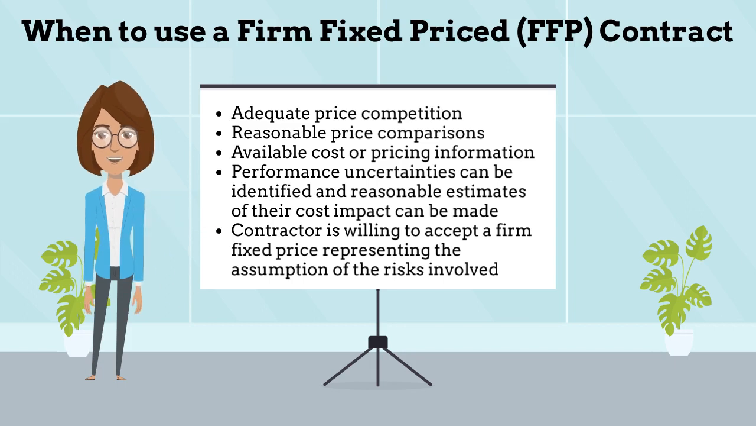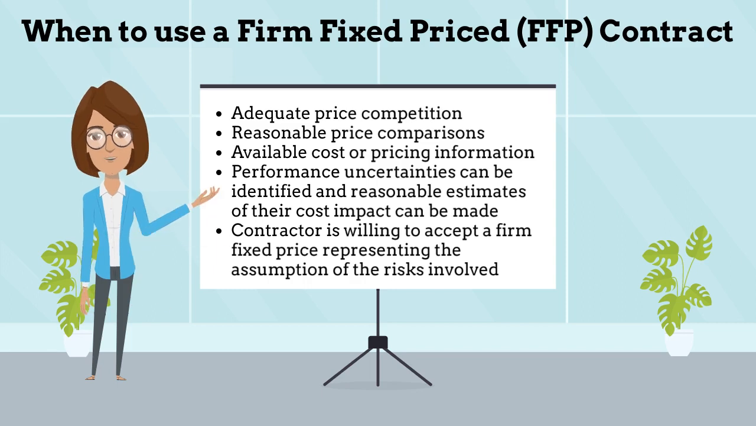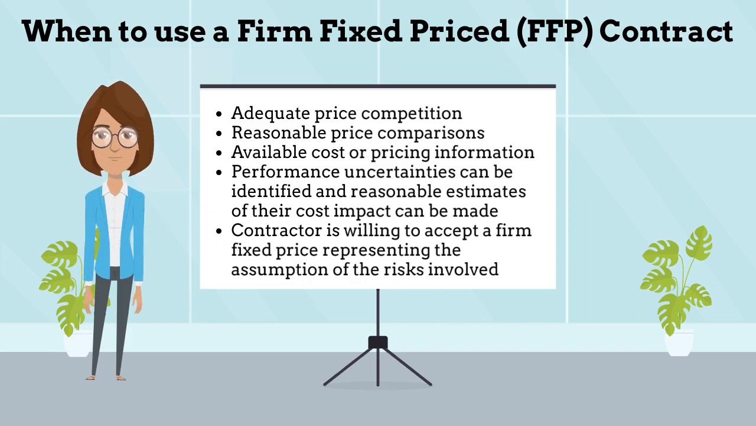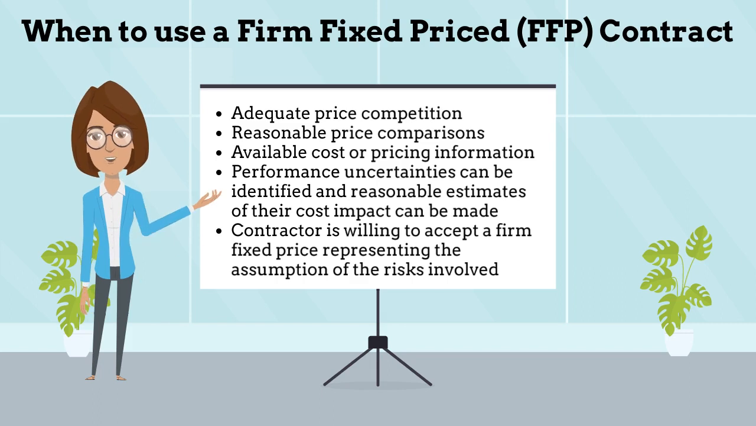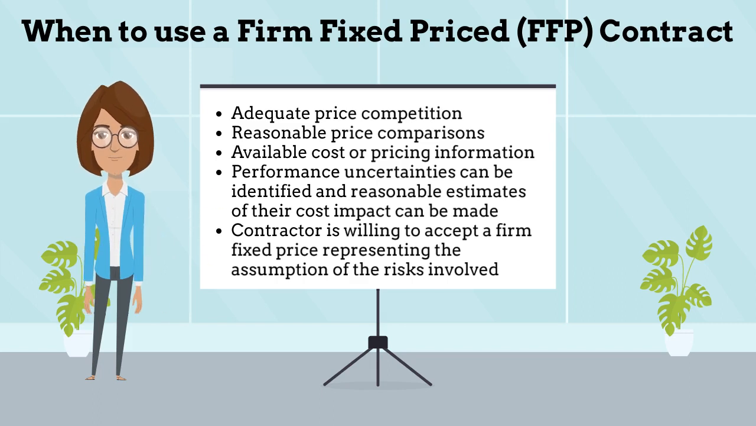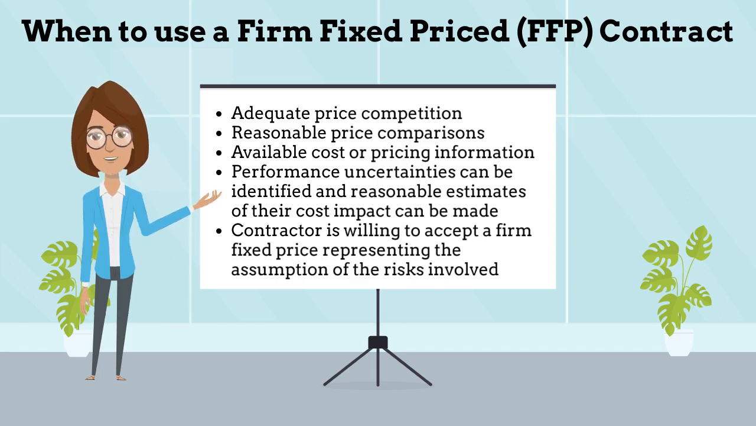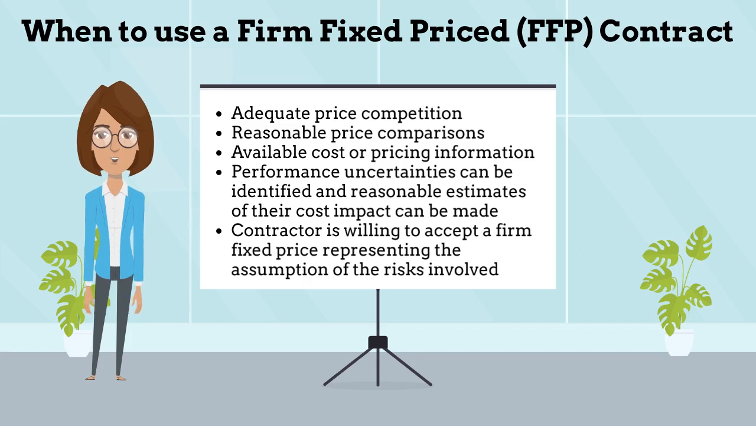There are reasonable price comparisons with prior purchases of the same or similar supplies or services made on a competitive basis. Available cost or pricing information allows realistic estimates of the probable costs of performance. Performance uncertainties can be identified and reasonable estimates of their cost impact can be made. And finally, the contractor is willing to accept a firm fixed price representing the assumption of the risks involved.